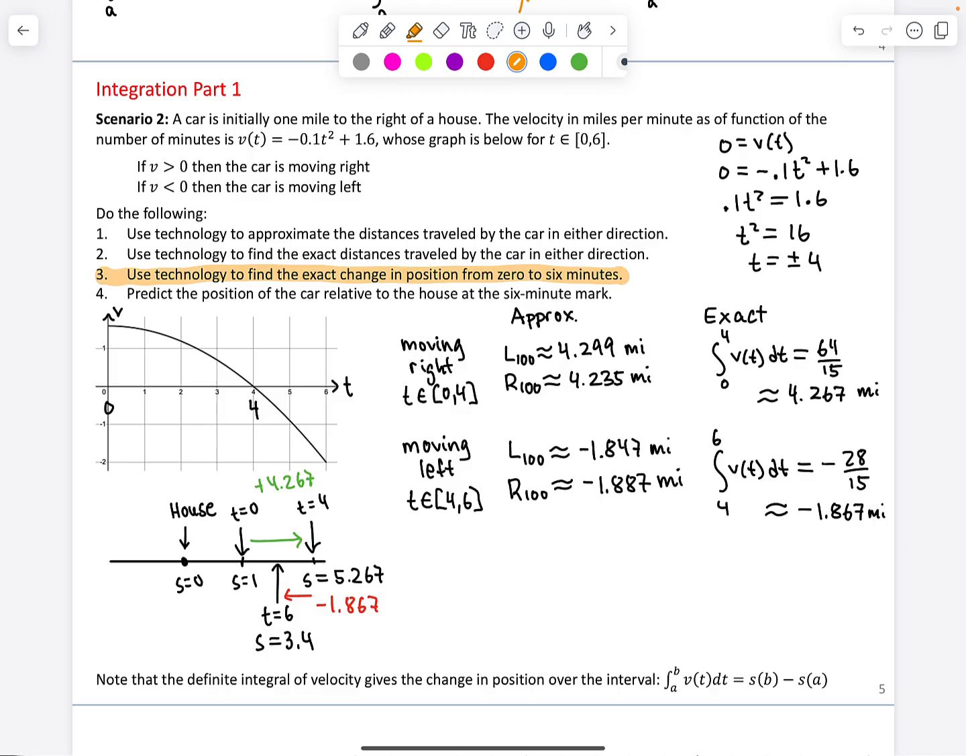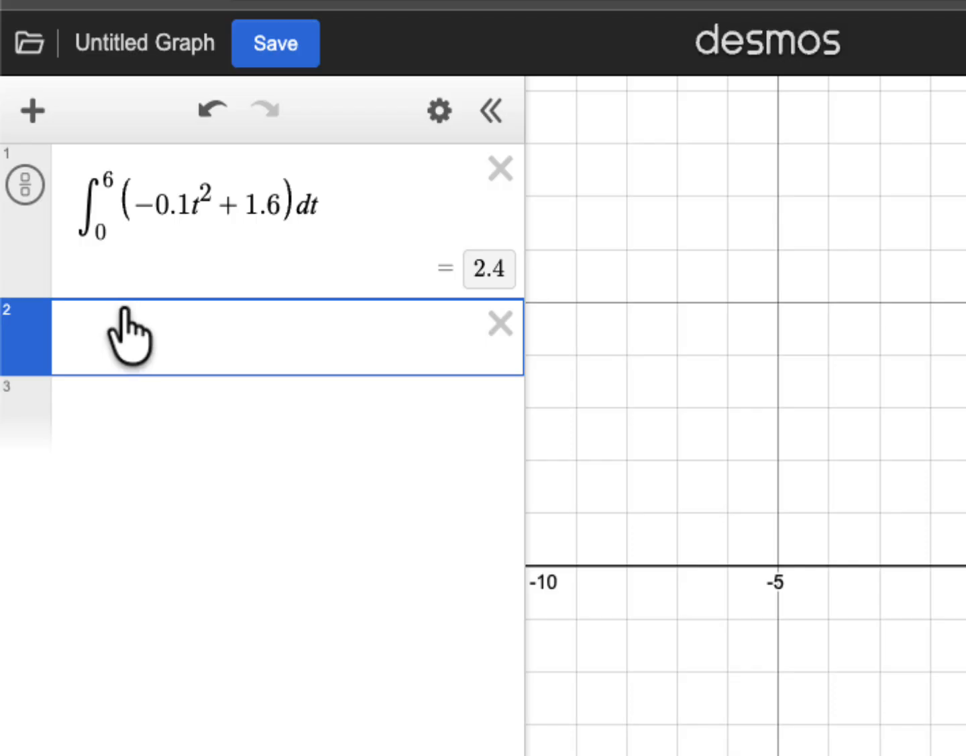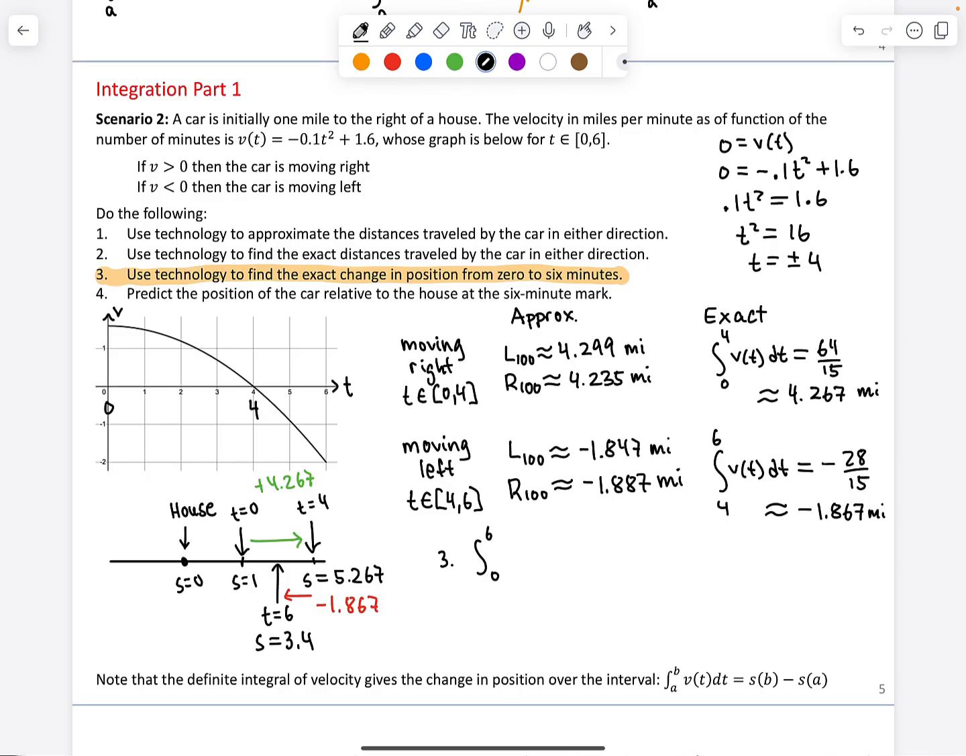Question 3 says, use technology to find the exact change in position from 0 to 6 minutes. So I go back to this integral and I change my lower limit from 0 and my upper limit to 6, and we get 2.4. So the integral from 0 to 6 equals 2.4 miles. This change in position says that in the first 6 minutes, the car should be 2.4 miles to the right of its initial position. The car started 1 mile to the right of the house. It's now 2.4 miles further to the right.